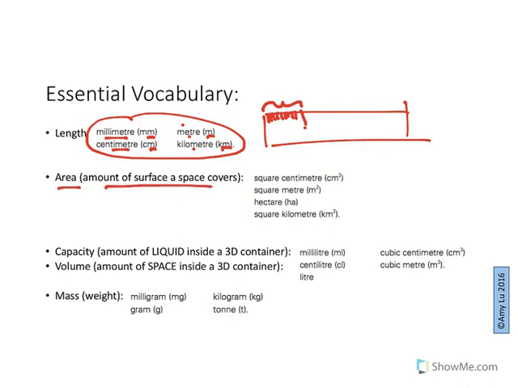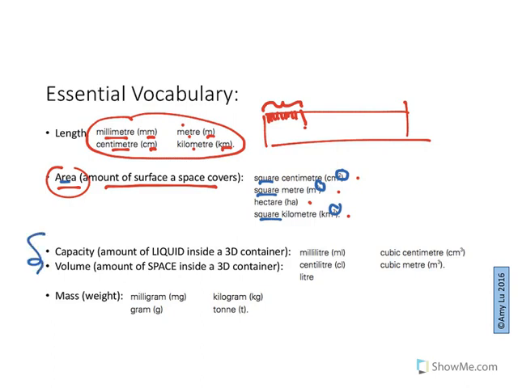Area is the amount of surface that a space covers. So think about, if you're wrapping a present, the area of the front part of the box, that is basically surface that needs to be covered. And often when we measure area, we have square centimeters, square meters, hectares, and square kilometers. And one thing to note, other than hectares, is that when we're measuring area, it's always square something, represented by a little 2 in the corner of the unit.